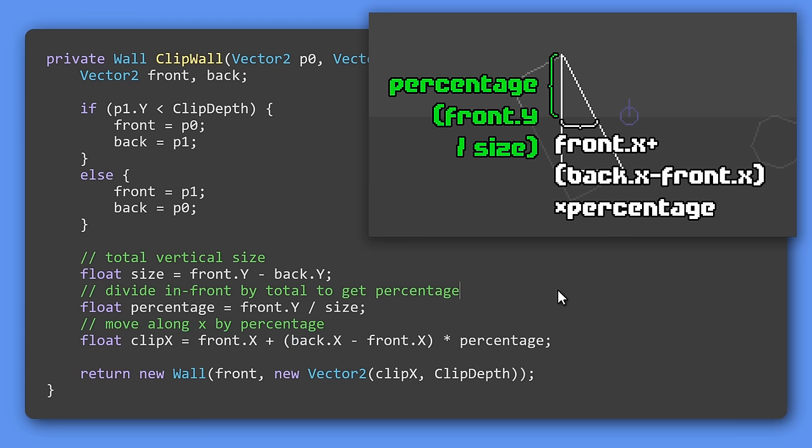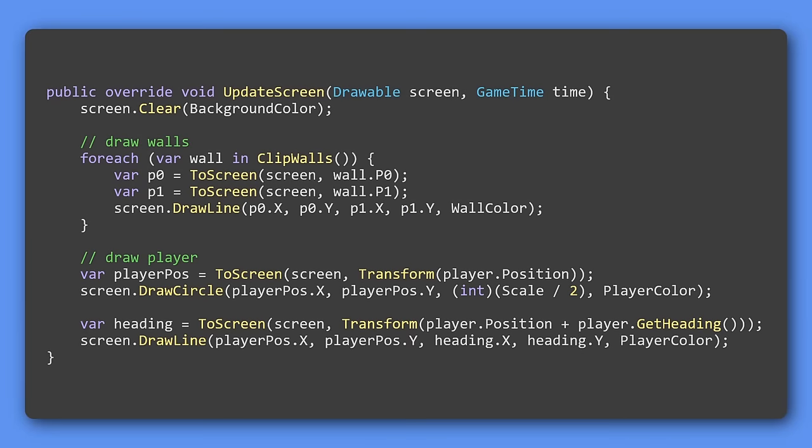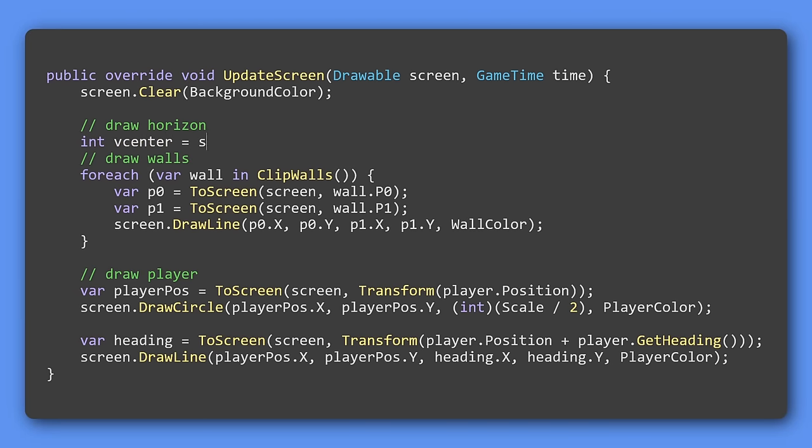Now that we have the position where our lines intersect the clip plane, we return a new wall which goes from our front point to this new intersection point. Now we get to jump to 3D. To do that, we actually only have to make changes to two functions, our update screen function and the toScreen function. We'll start with update screen.